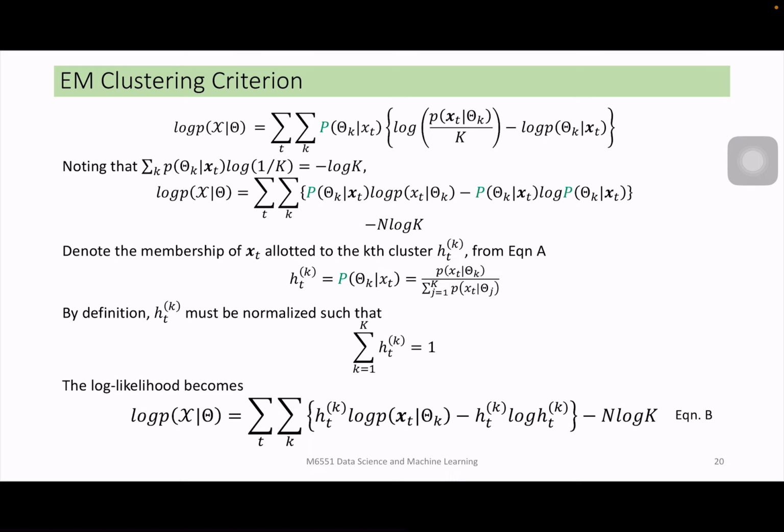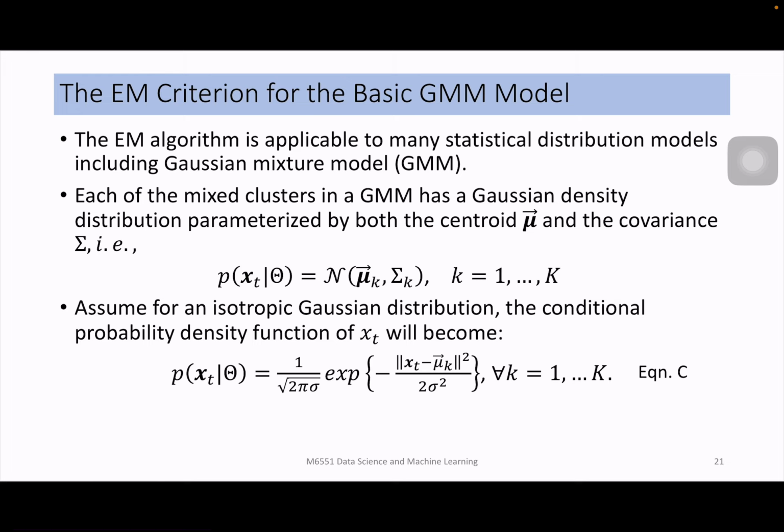So the log likelihood becomes log P of X given theta equals the summation over T and the summation over K of HTK log P of xt given theta K, minus HTK log HTK, minus n times log K. So this is the EM criteria for the basic GMM model, the Gaussian mixture model.